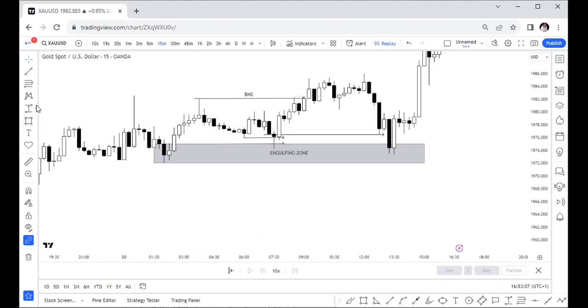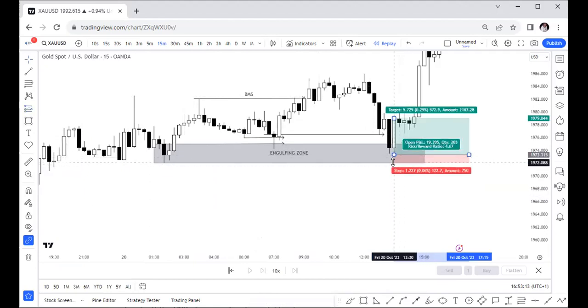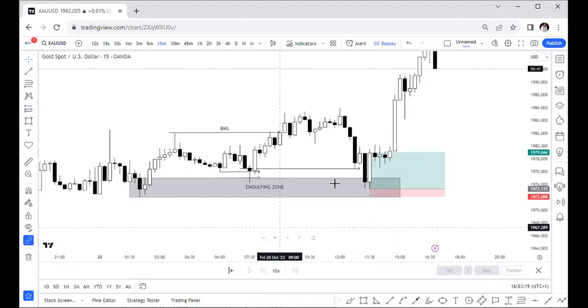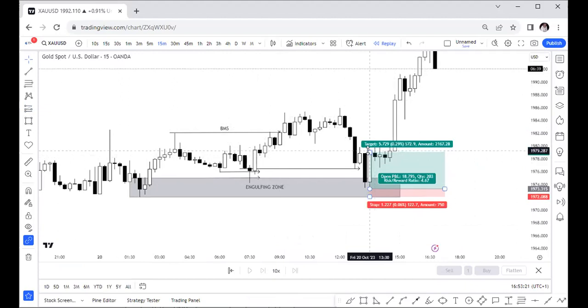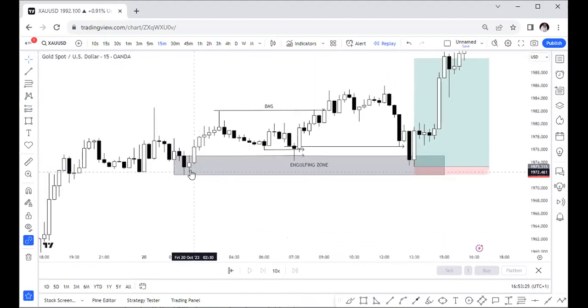How many pips there? It reduces your maximum exposure to risk. Almost about 12 pips. But the risk is high, you know. The risk is high because this is good. You see it trigger this level. This is a fresh level. So it ends there.